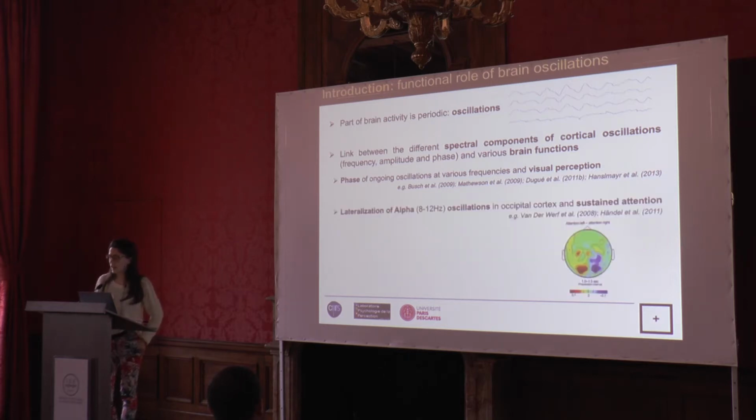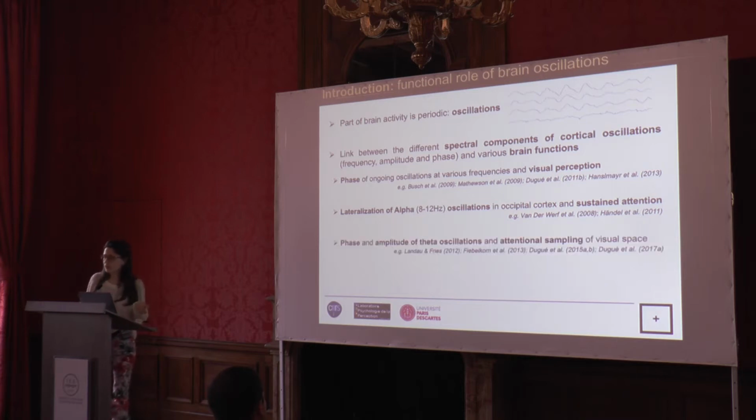Then still in the alpha frequency band, some authors have found a link between the amplitude of the oscillation and sustained attention. In this example, the participant pays attention to the left or the right visual field, and you can see that there is a lateralization of the alpha amplitude. There is more alpha in the ipsilateral hemisphere and less alpha in the contralateral hemisphere. And that was for alpha, but we also found relations with other frequency bands, for example theta oscillation, both for the phase and the amplitude of those oscillations.